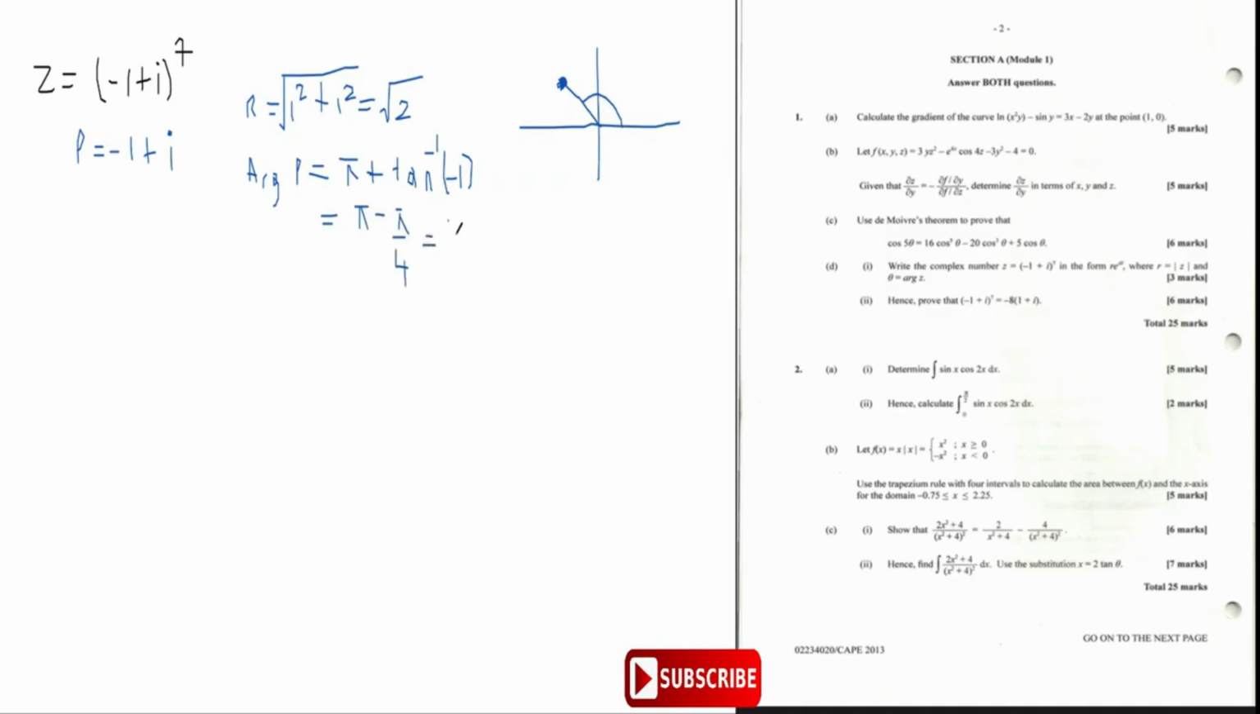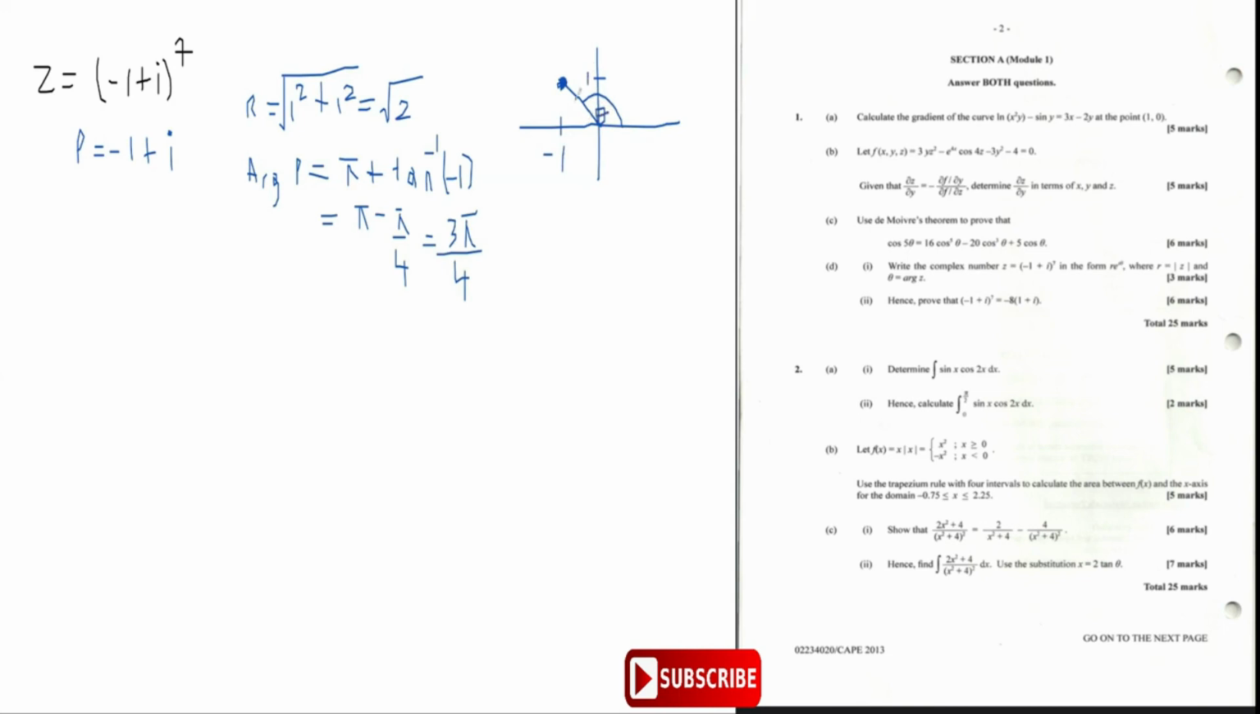Yep, so correct. Based on our diagram, we can see that it should be 3 pi by 4. Doing a sketch always makes you see what the answer should be. We know it should be between 90 and 180 degrees based on our diagram. It's always good to give a sketch.